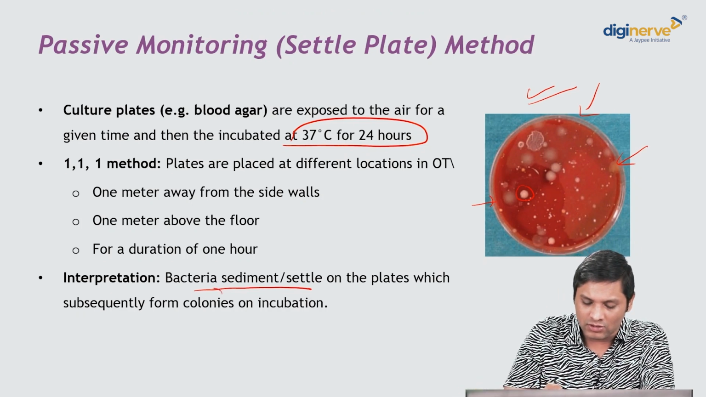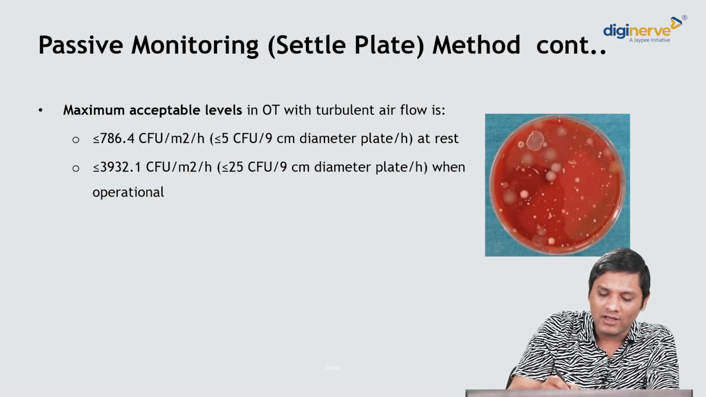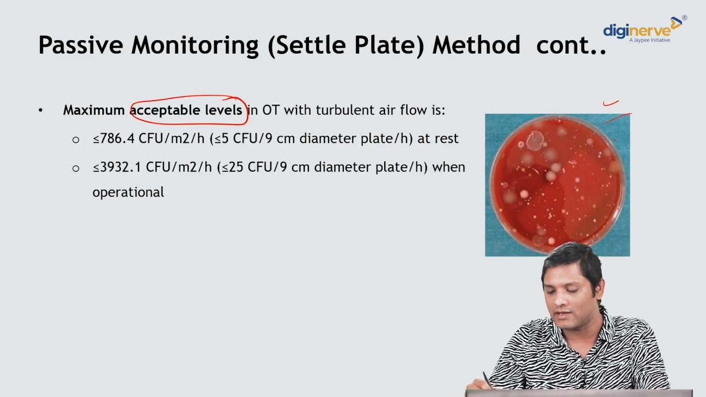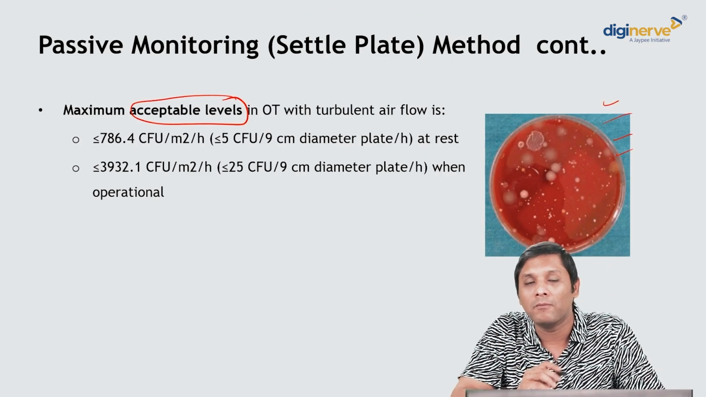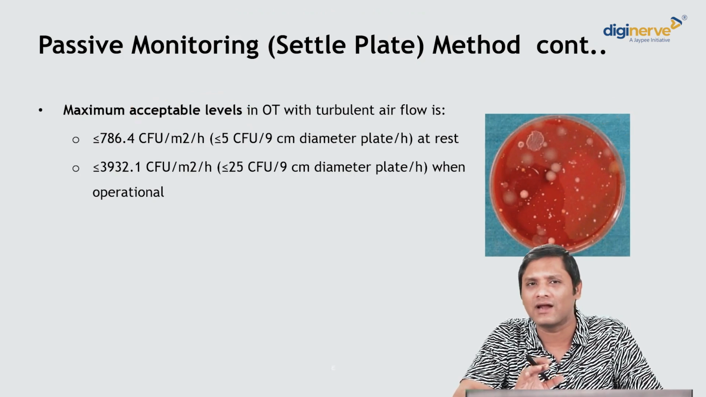Okay, so the number of colonies will give an indirect estimation of how many organisms are present in the air of the operation theatre. Now we will see what are the acceptable levels. So you will count how many colonies are there in the culture plate, but how much of organism load is acceptable, for that various criteria are used.